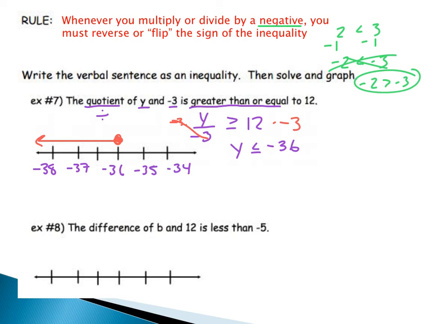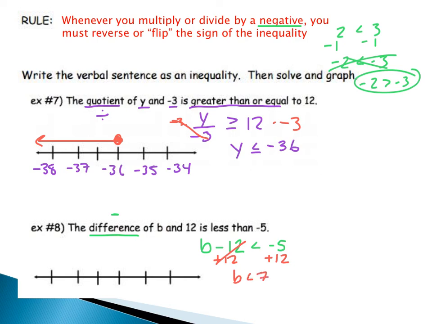Last one, the difference of b and 12 is less than -5. So difference, what does this one mean? Difference means subtraction. So of b and 12, so I'm going to take b minus 12 is less than -5. Okay, now I have b minus 12, so to get b by itself, I'm going to add 12 to the other side. Now with addition, I don't have to flip the sign, only with multiplying and dividing. So -5 plus 12 is going to tell me b is less than 7.